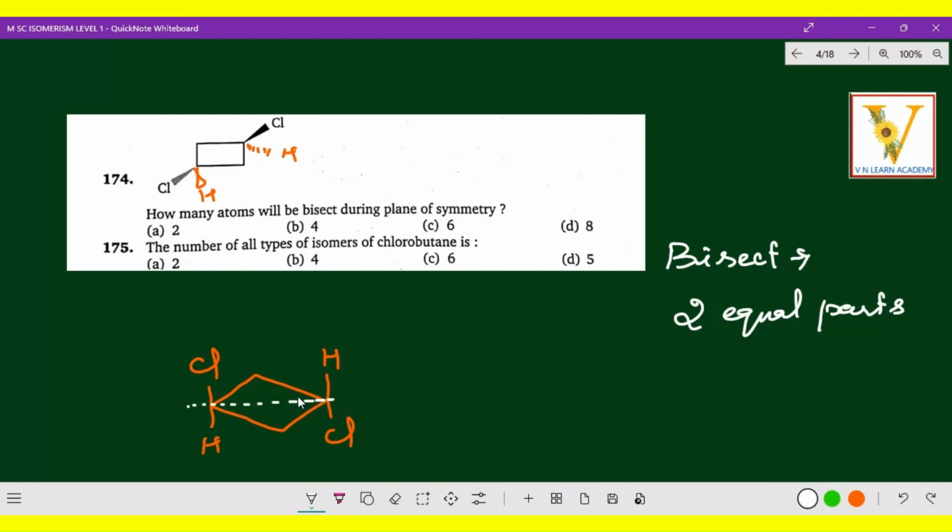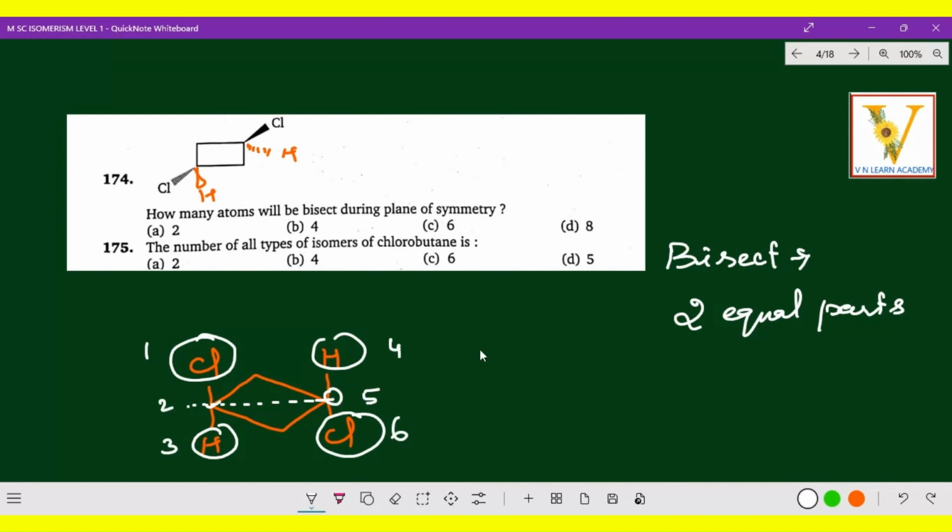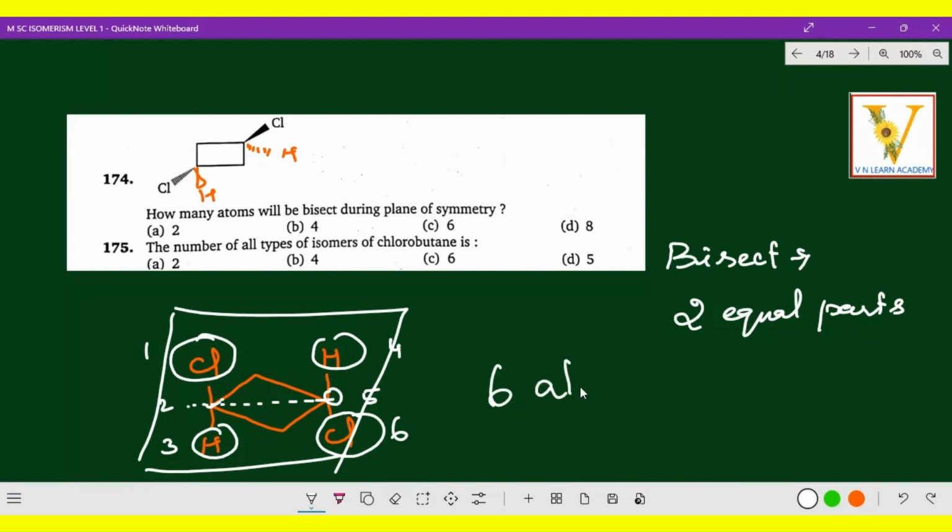So how many atoms will be present? Here chlorine, here carbon, here hydrogen, and one more hydrogen, carbon, and chlorine. So 1, 2, 3, 4, 5 and 6. So 6 atoms will be available. I can even draw the planar structure for you to understand. Here 1, 2, 3, 4, 5, 6, and on this side also 1, 2, 3, 4, 5, 6. So 6 atoms will be available. I hope you got the clarity.